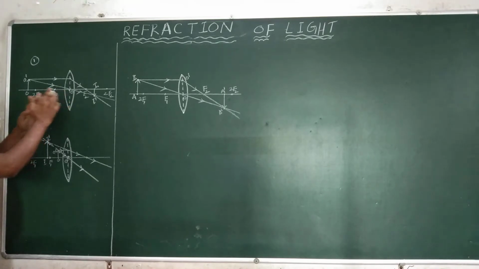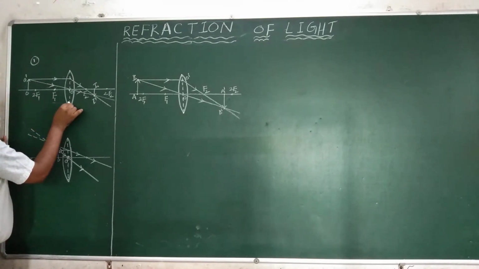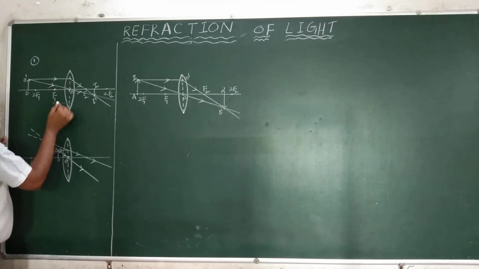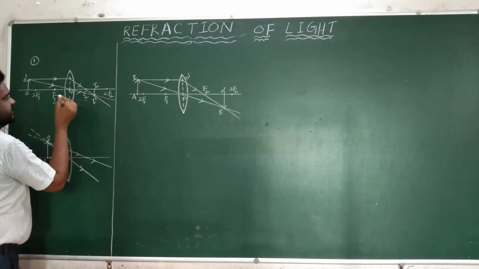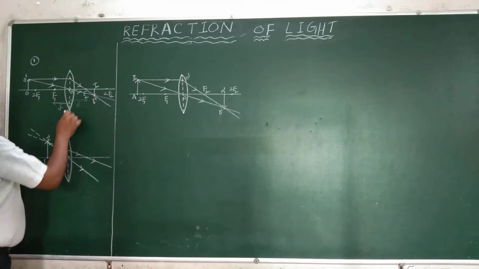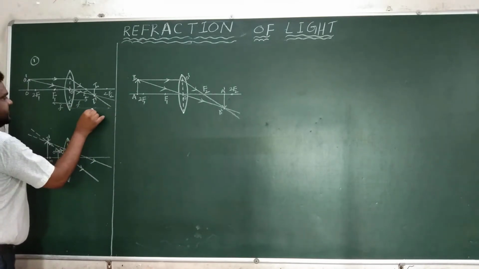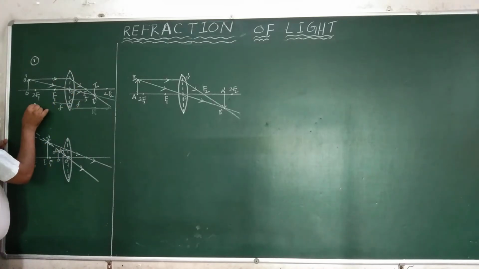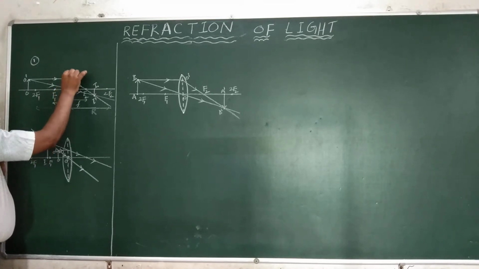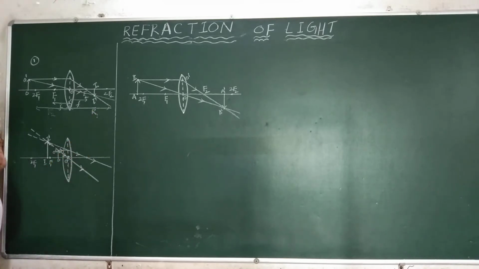In this situation, how do we apply the sign convention? Already we know that the distance from f1 to optic center is the focal length. Also, f2 to optic center is the focal length. The distance from optic center to 2f2 is the radius of curvature for the second curved surface. This is the radius of curvature R2, and this is R1.